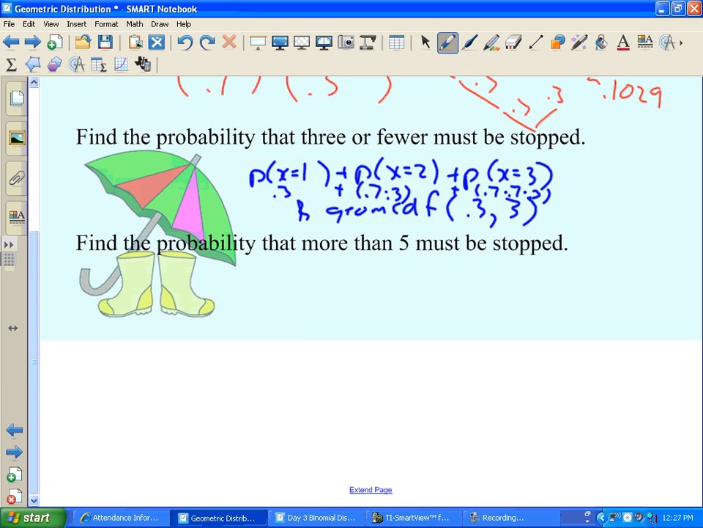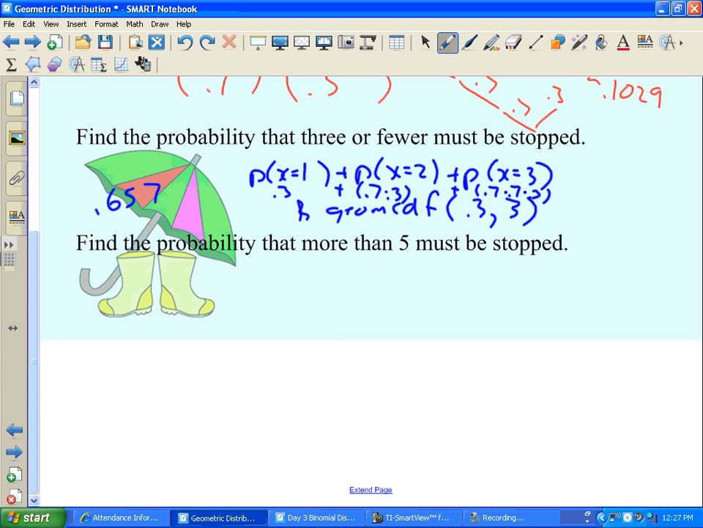Do you see how this is blending what we did with the last chapter with this new stuff? ORs and ANDs and independence. Geometric CDF on that hopefully comes out to be 0.657.